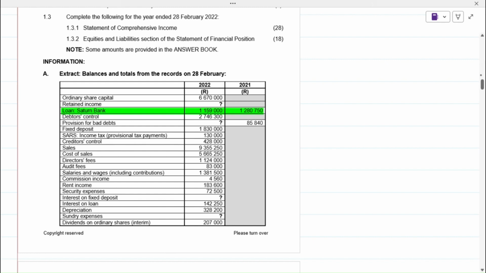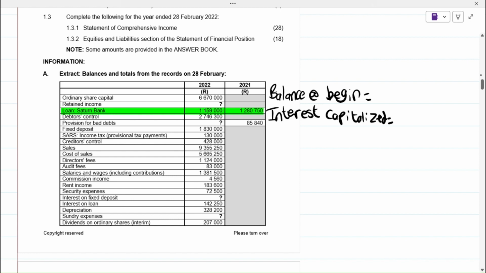So what we are going to do now, and this is what you should always do, is have the following. And you are not restricted to just doing it this way. You can also do it in a T account. So I'm going to have now my balance at the beginning, right? So this is my balance at the beginning for my loan. Then I'm going to have my interest capitalized. So this is now all the interest that I will be charged for taking out a loan.